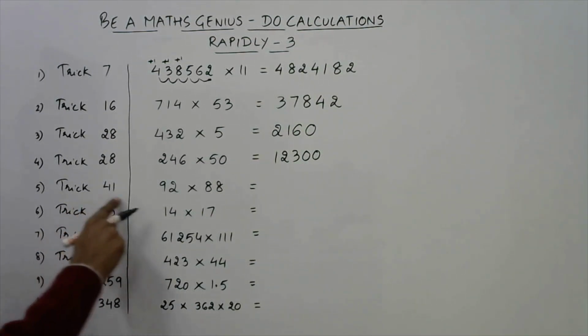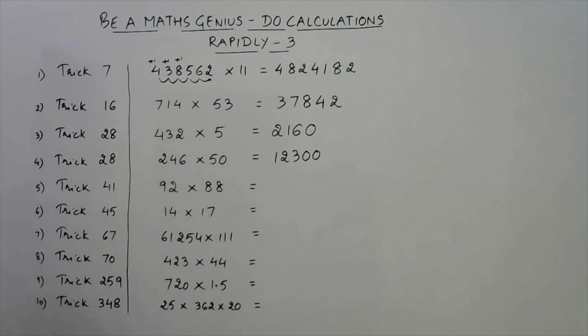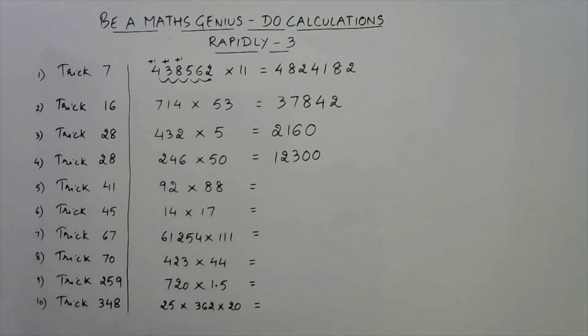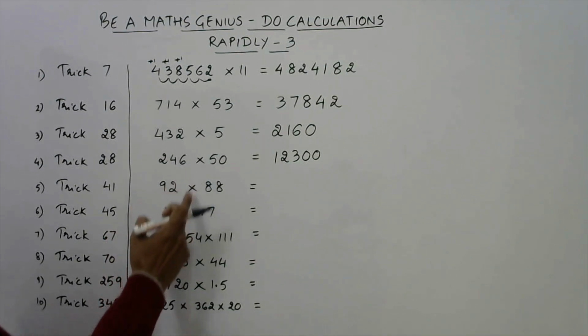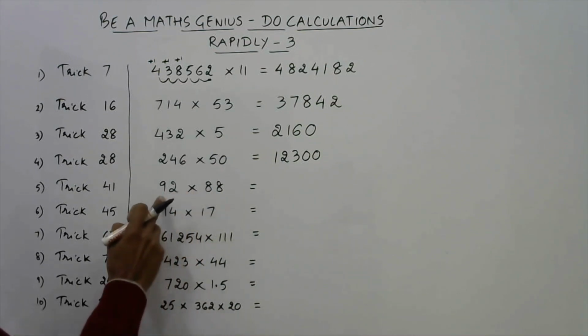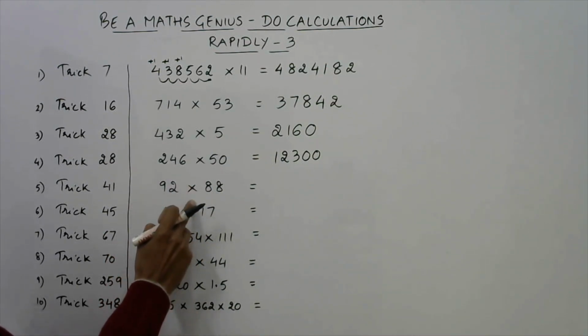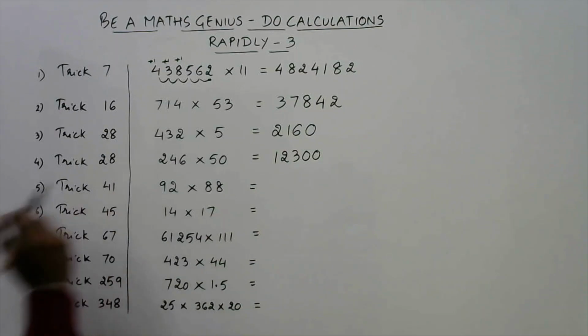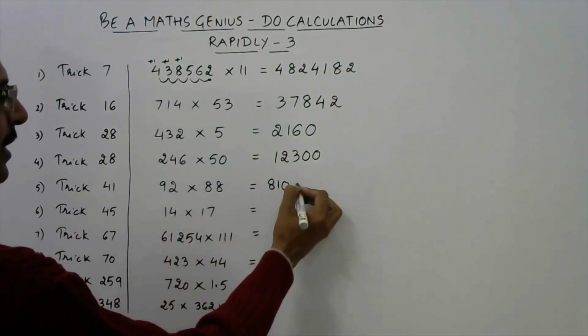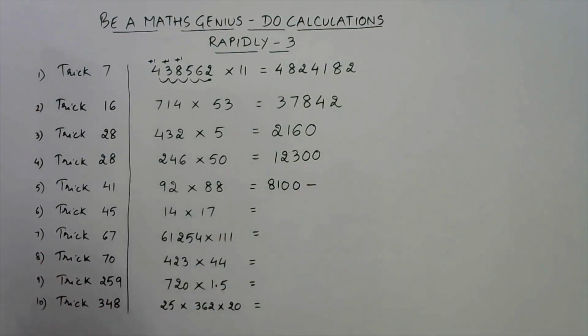In trick 41, I told you a method in which you can multiply numbers which differ by 4. So here see, 92 and 88, the difference between the two numbers is 4. Now how do you do that? You have to just find the number which lies exactly in between these two numbers, 88 and 92. So 90 lies exactly between these two numbers. Just write the square of 90, that is 8100, and subtract. How much is the difference here?